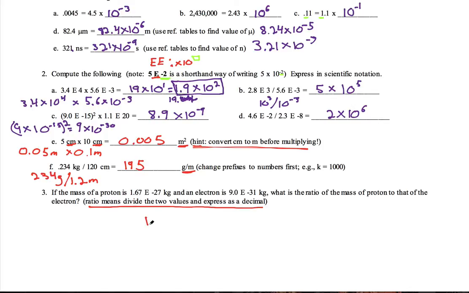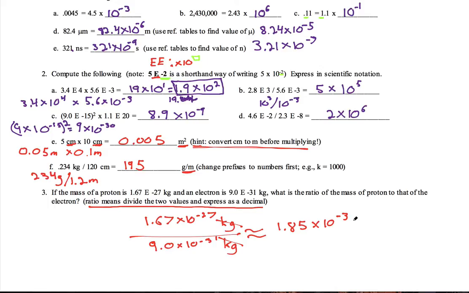So we're going to do 1.67 times 10 to the negative 27th kilograms divided by 9.0 times 10 to the negative 31 kilograms. My units cancel because I'm getting a ratio here, and I'll use my approximate sign because this is going to be approximate. This comes out to about 1.85 times 10 to the negative third as my ratio. And that's the end of our second page.